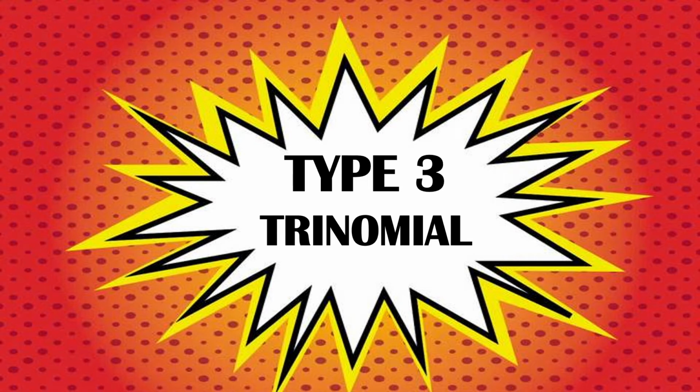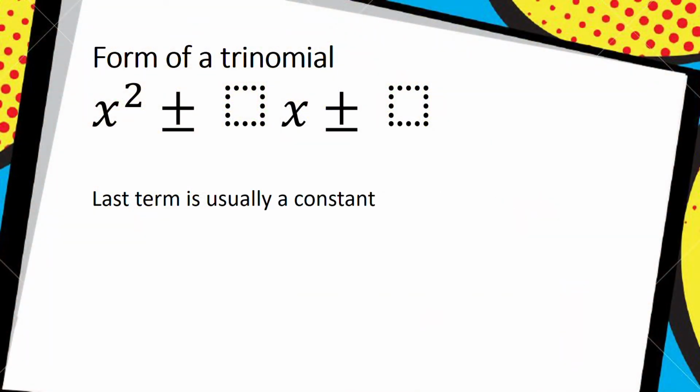So the first type of factorization that we dealt with was highest common factor. The second one that we did was dots. The third type is the trinomial, and this is the last type of factorization that you're going to learn this year. You need to be able to recognize: am I trying to factorize highest common factor? Am I trying to factorize dots? Or am I trying to factorize a trinomial? This is the basic form of a trinomial.